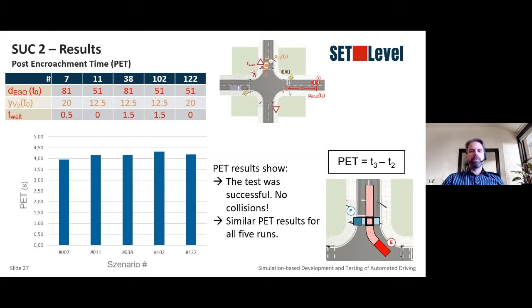The results for the PET evaluation for all 5 runs show that the test in all cases was successful, which means a PET value bigger than 0. In fact, the PET values for all runs are quite similar. Hence, the parameter variation seems to have no influence on the resulting PET in this scenario.